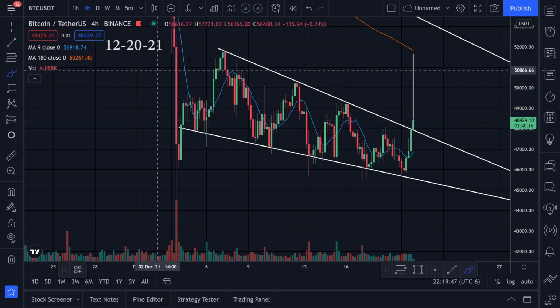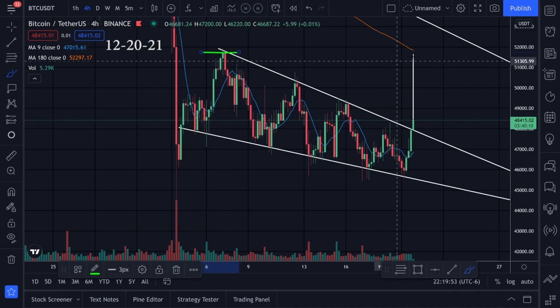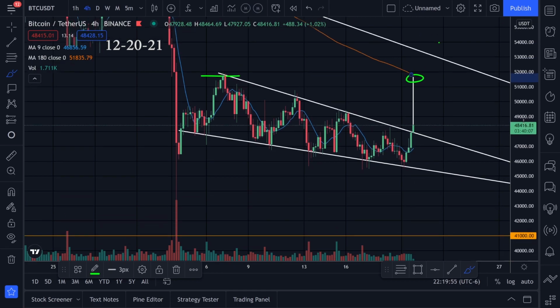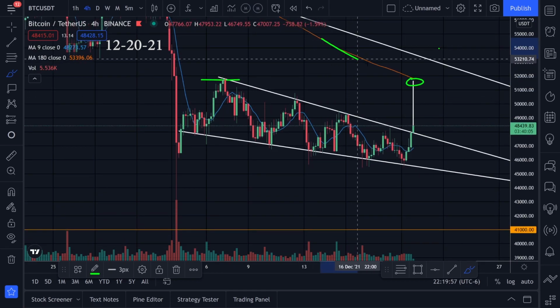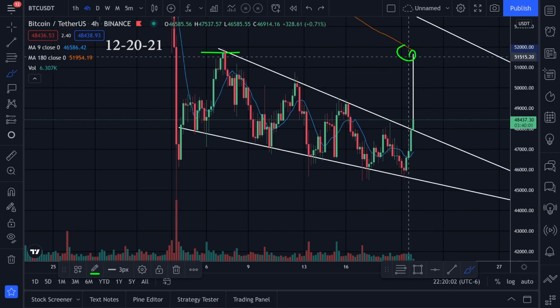51,661. The other spot I'm looking at is this previous resistance up here, sitting at 51,766. So right around in this area. And also, if you look on the 4-hour time frame, you have this 180 moving average coming in that lines up with that area right there. I'm kind of curious if we'll get resistance right here.